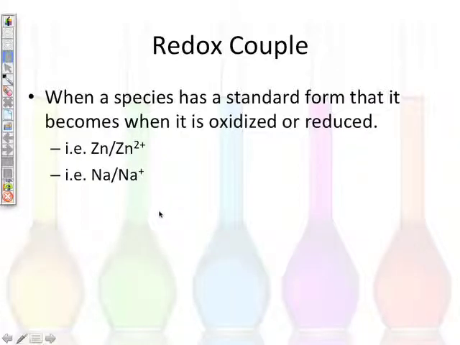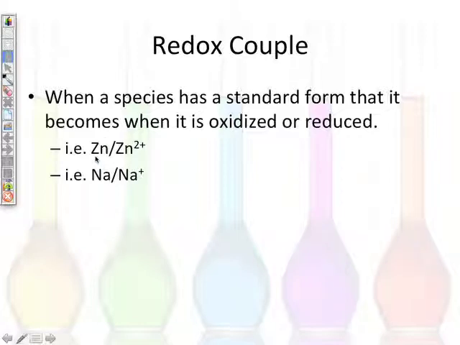A redox couple is whenever we have a species that has a standard form that it becomes when it's oxidized or reduced. So some common examples, zinc, even though it's a transition metal, will form an oxidation number of 2+. So we have zinc as a solid, and then zinc with some compound where we don't know what the spectator ion is, but it doesn't matter for us. It could just be chlorine, so it'd be ZnCl2. The oxidation number of the zinc in this ion is a 2+. Zinc here is a 0.